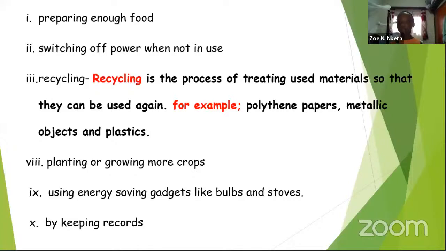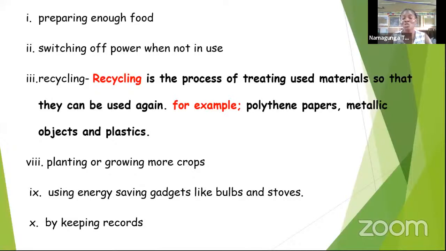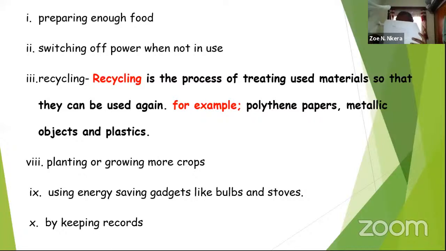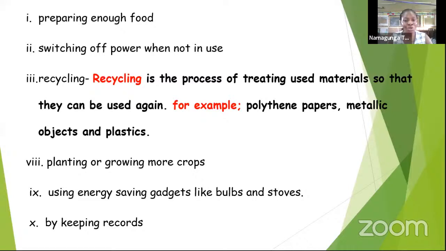Recycling. Good. When I tell one person, I'm saying everyone should repeat that word. Recycling is the process of treating used materials to be used again. For example, if we have polythene papers, metals, plastics, there are people who come and say, scrap, scrap. They are looking for metals to take back to the factory to recycle them. The polythene papers, we pick them, they take them to the factories, they recycle them.